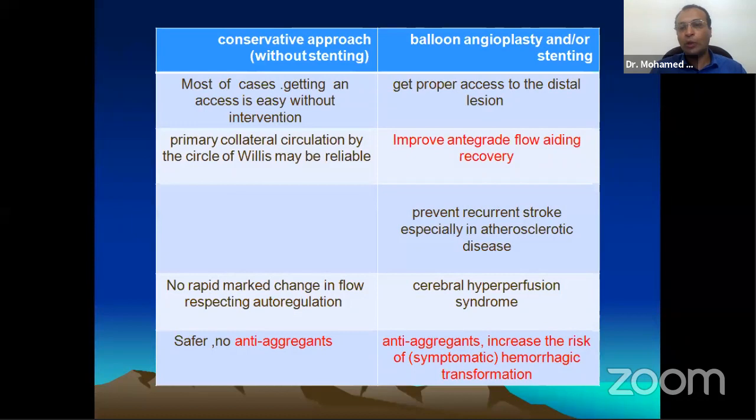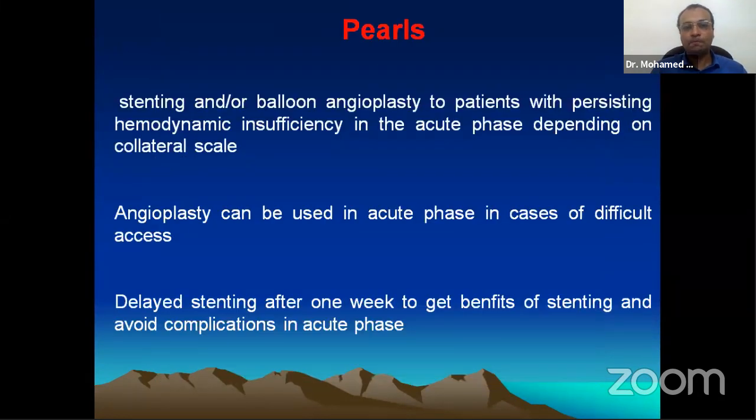There are advantages of doing angioplasty to get access to the lesions. Some cannot access the lesion without angioplasty, but some have to do it. Also, stenting improves the flow and prevents recurrence in that phase.